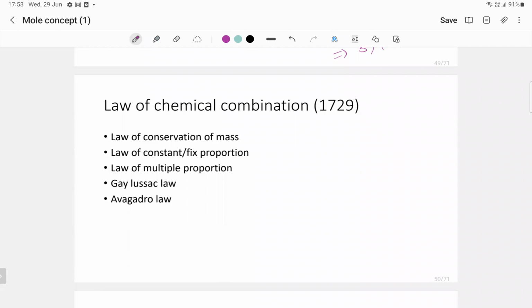What is the law of multiple proportion? Gases, and how they interconnect. Same ratio. Another important word in Gay-Lussac's law is volume. It speaks about the volume. What about Avogadro law? What is Avogadro number? 6.022 into 10 to the power 23. How is Avogadro law derived from it? Where did that number come from? These are all the things we are going to study here.